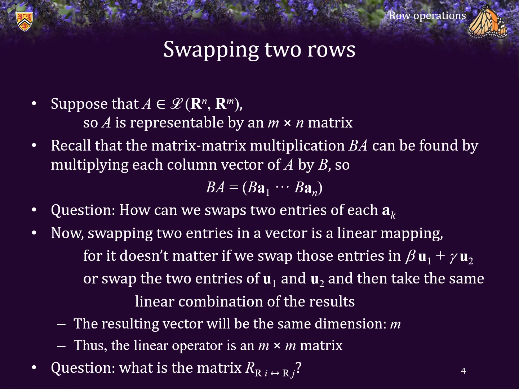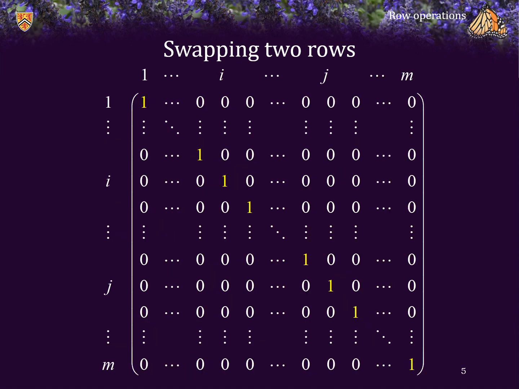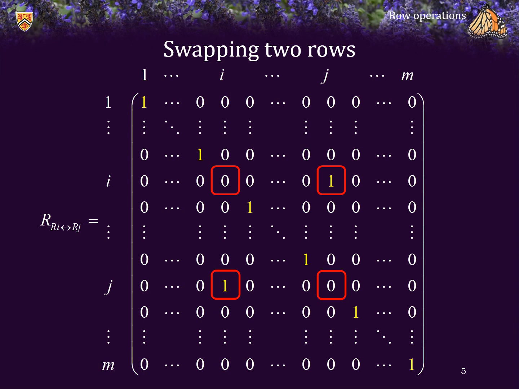Question: what is the matrix that swaps rows i and j? Well, interestingly enough, in order to swap rows i and j of a matrix, all we have to do is take the identity matrix and in that matrix swap rows i and j. So now, where there used to be a 1 on the diagonal, we have a 0, and now we have 1s in locations ij and ji.